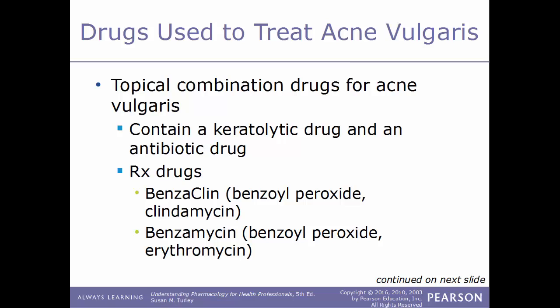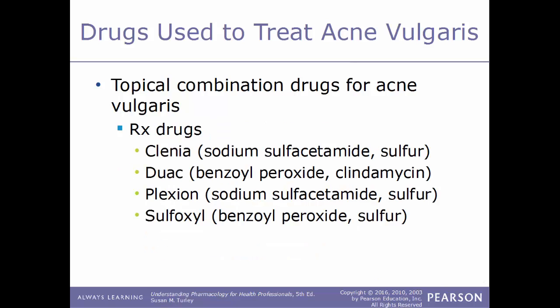You can also have topical combination drugs used to treat acne vulgaris. These will contain a keratolytic drug and also an antibiotic drug. And some examples of a prescription combination drug include benzaclin, which is a combination of benzoyl peroxide and clindamycin, and benzamycin, which is a combination of benzoyl peroxide and erythromycin. Some other examples: Clinia, which is a combination of sodium sulfacetamide and sulfur; Duac, which is a combination of benzoyl peroxide and clindamycin; Plexion, combination of sodium sulfacetamide and sulfur; and Sulfoxyl, which is a combination of benzoyl peroxide and sulfur.